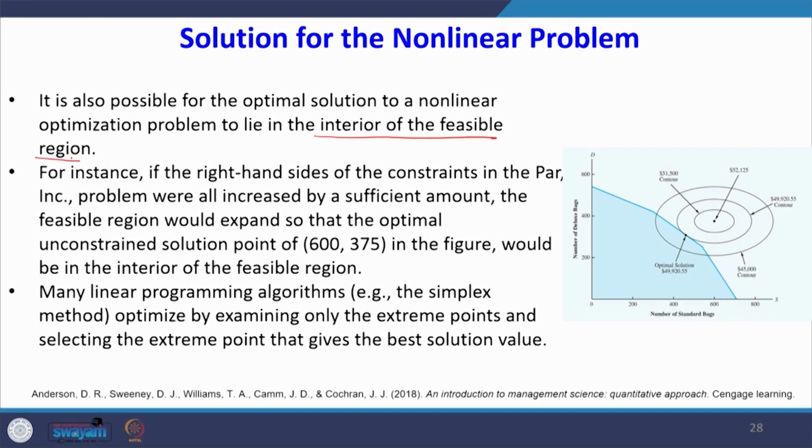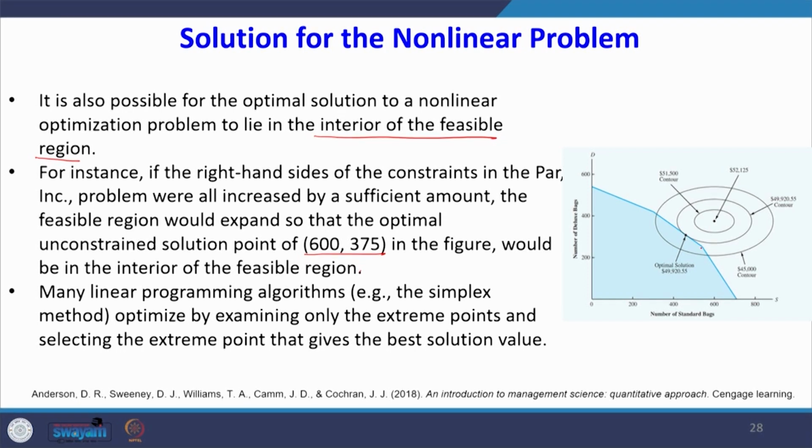Another important point should be noted. It is not necessarily on the boundary. Sometimes your optimal solution may be inside the feasible region. For instance, if the right hand sides of the constraints in the problem were all increased by a sufficient amount, the feasible region would expand, so that the optimal unconstrained solution point, that is 600, 375 in the figure, would be in the interior of the feasible region.